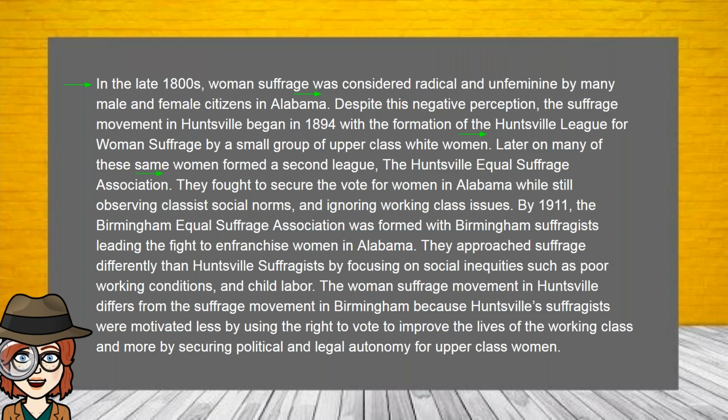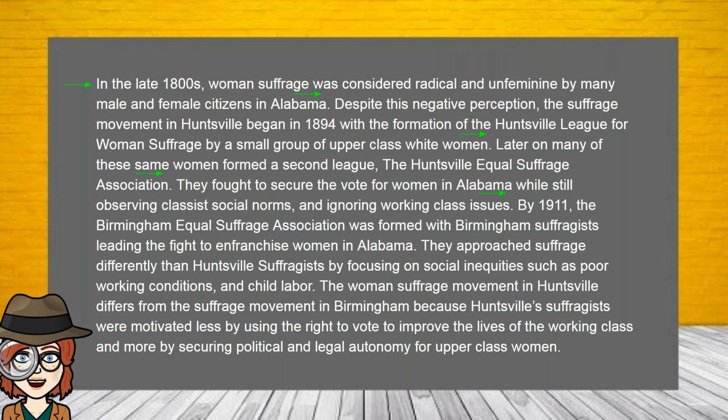And now in my next sentence, they fought to secure the vote for women in Alabama while still observing classist social norms and ignoring working class issues. So in this sentence, I'm defining suffrage as the right to vote for women. And I am also laying out my main argument that they observed social norms and classism and then ignored working class issues.